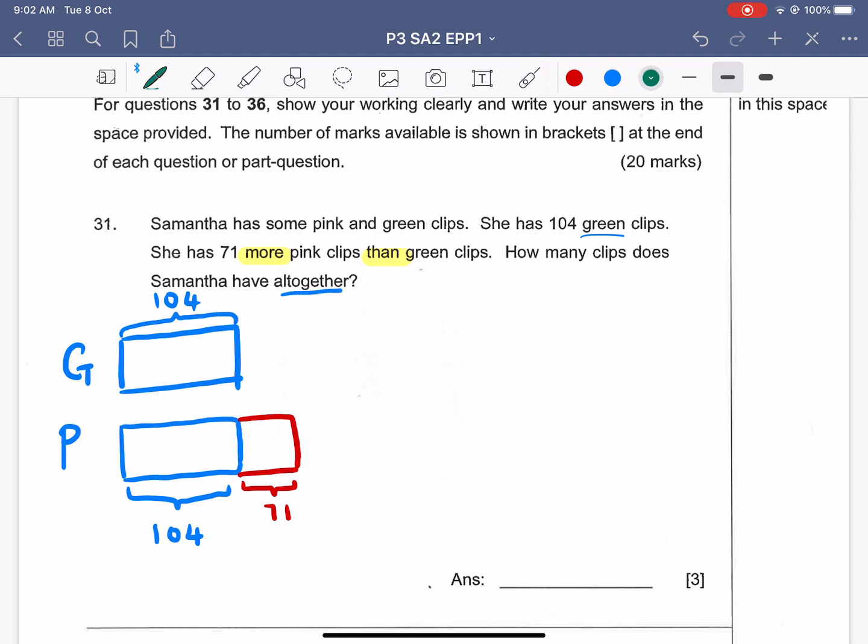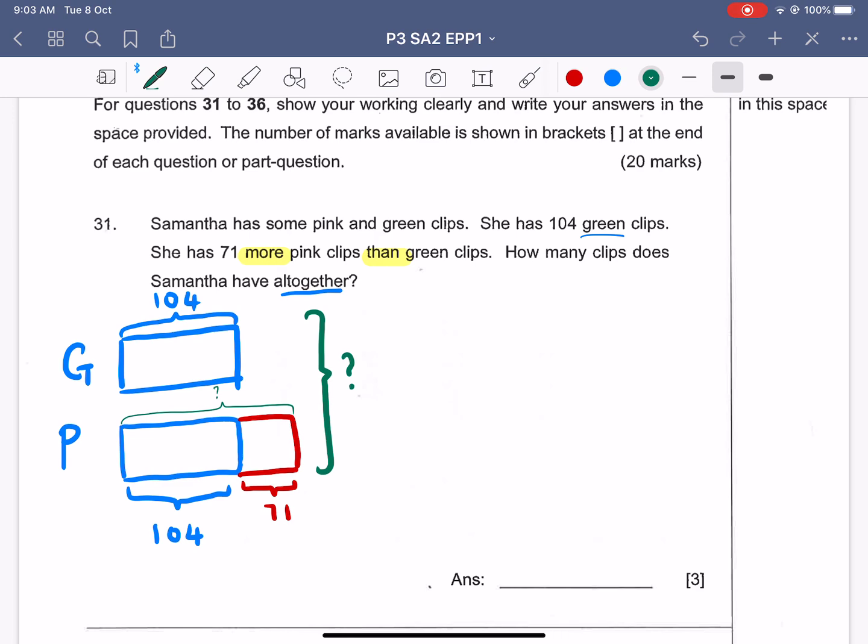So I am interested to find out the total, which is the combined both colors, how much does it add up to? So like I always said in primary 3, it is a two-step word problem. So what should our first step be? Okay, since we know the green color, shall we find out how many pink Samantha has first? Now, this is all the pink, but we do not know how much that is. Okay, but we can find that out.